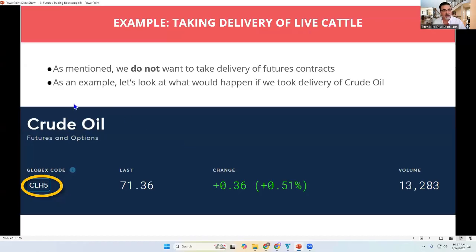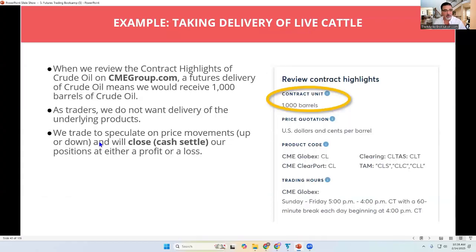As mentioned, we don't want to take delivery of a futures contract. As an example, let's look at what would happen if you took delivery of crude. As we already looked at crude oil, you're controlling 1,000 barrels of oil, okay? Huge. I mean, we can put that in your garage. So when we review the futures contract highlights of crude oil on the CME Group, we can see a futures delivery of crude oil means we would receive 1,000 barrels of oil. As a trader, we're not looking to take delivery of the underlying product. When we speculate, we're just speculating on small price moves throughout the day.